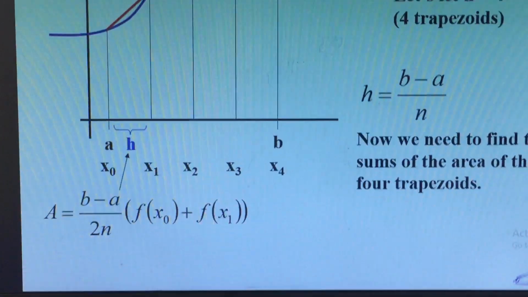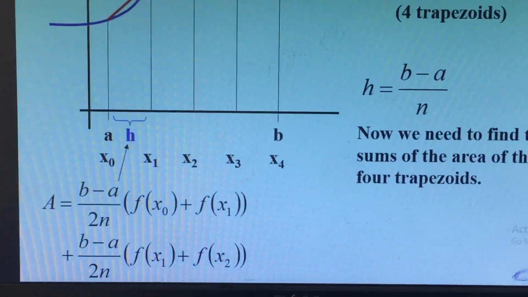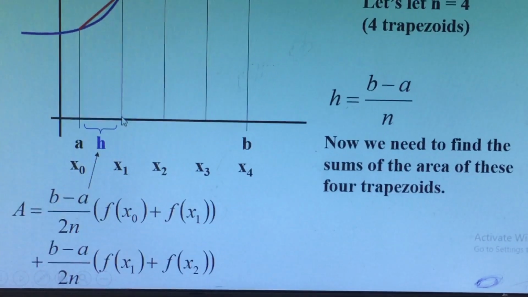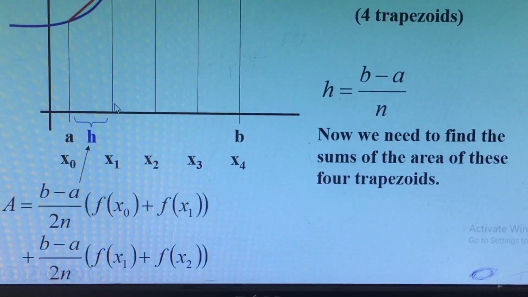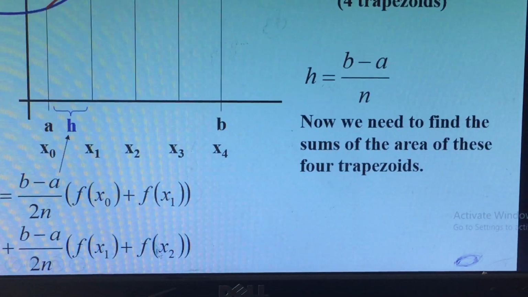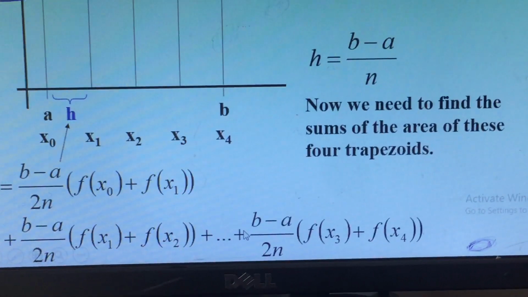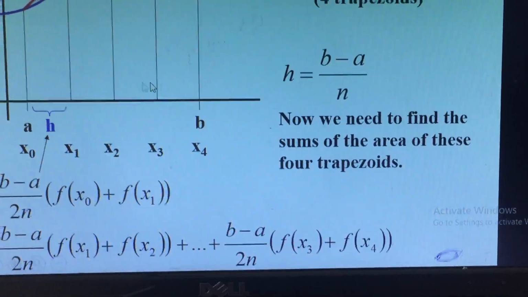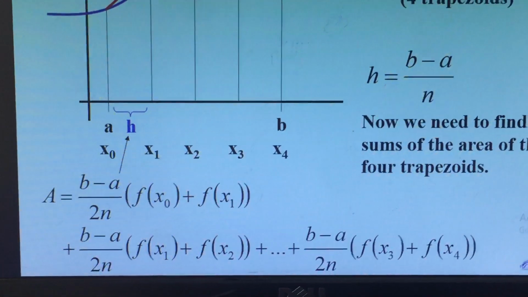Now we add the four trapezoid areas. For the second, again b minus a over 2n, but now the two bases are corresponding to x1, x2: y1 is f of x1 and y on x2 is f of x2, and so on. And then for x3, x4, similarly. Then we add up these areas, which equals the area under the curve.